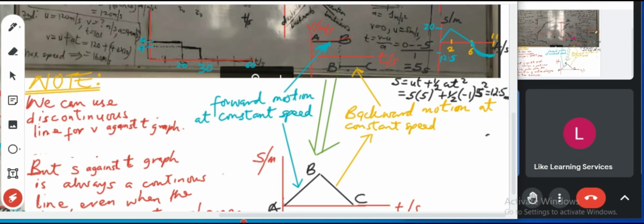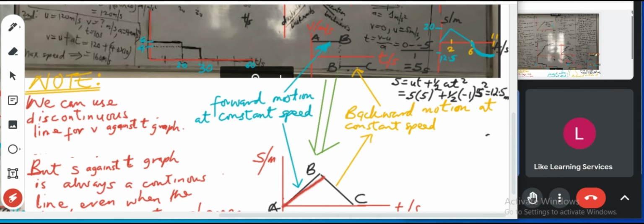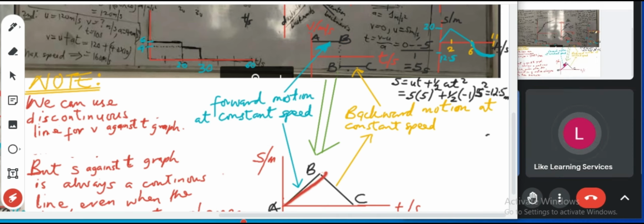Oh, distance against time. Yeah. Remember, this is constant velocity. A to B is constant velocity, forward direction. You draw it like it will look like this now, is it not?